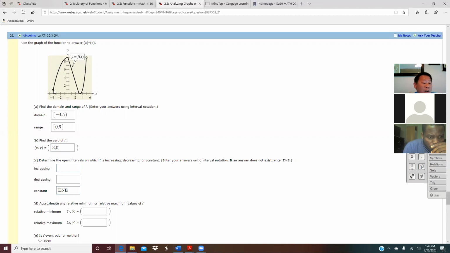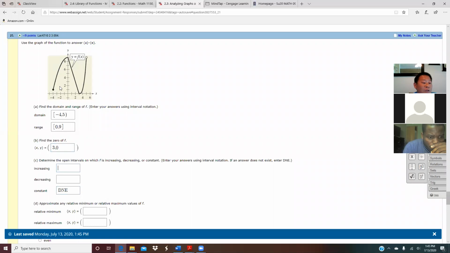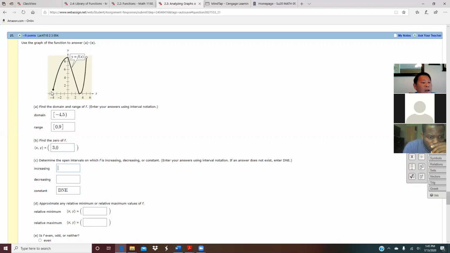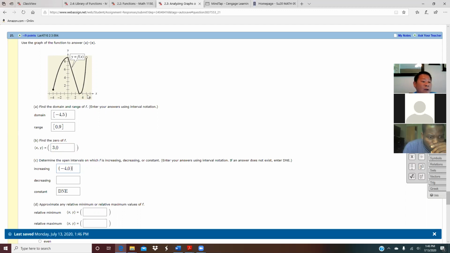For increasing, we got 2 intervals, from here to here, and then from there to here. Since there are 2, we have to use a union sign. It is from -4 to 0. Don't forget, it's on your x, not on your y, so it's always your domain. This is the first part that is increasing. And it also increases from 3 to 5.